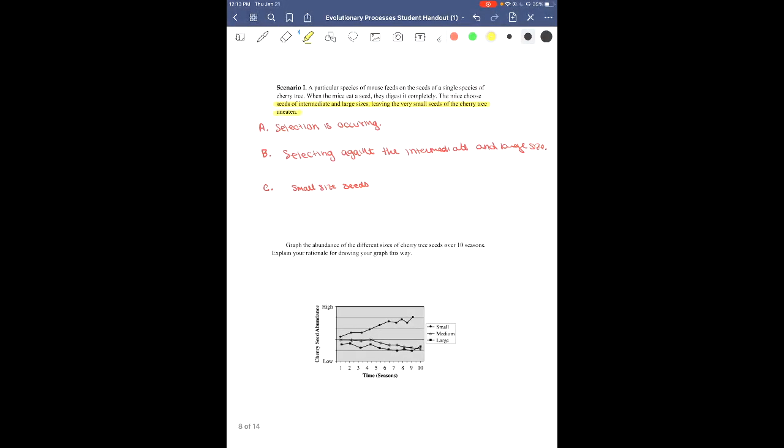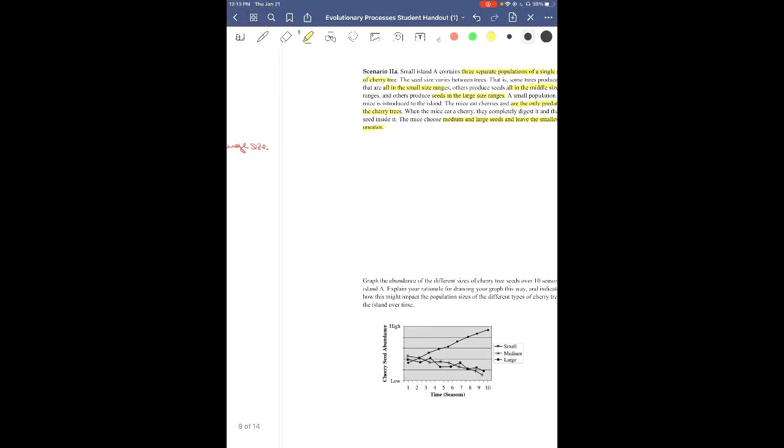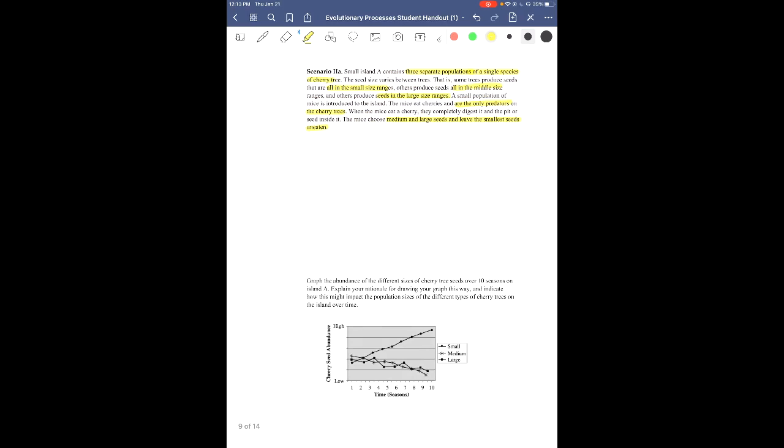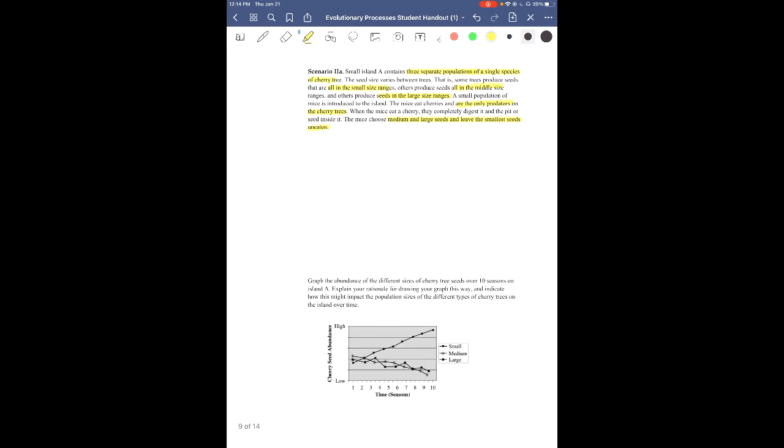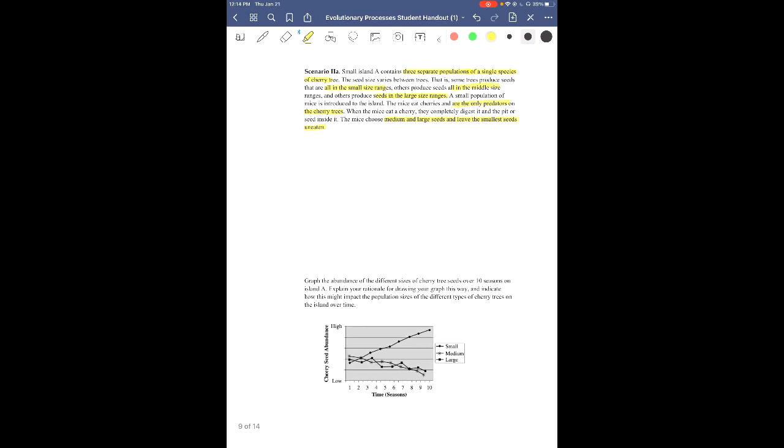I feel like this question is very similar to the other one. Yeah, so maybe we can skip this one because it's very similar except that they have three different island groups. But yeah, the answers are going to be the same. So since the mice are choosing the medium and large seeds, the trees producing the small uneaten seeds are going to reproduce more throughout time.